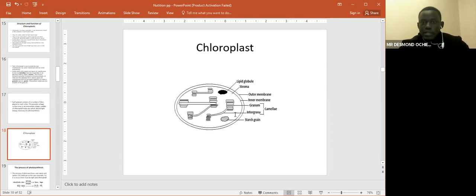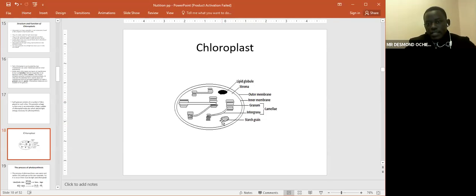So at this point, let us look at this diagram of the chloroplast. As you can see, the chloroplast looks like this. It is made of a double membrane. We have the outer membrane and the inner membrane, so the chloroplast membrane is made up of the outer and the inner membrane. Then inside here, we have the lamella. The lamella consists of the granum and the intergrana.